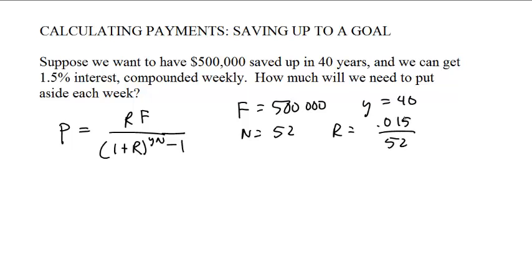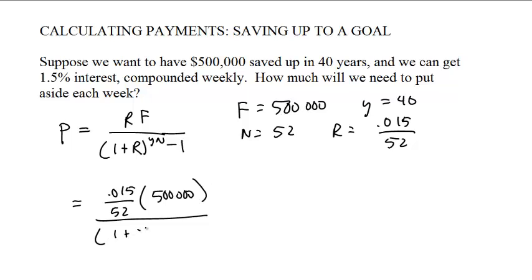We don't get 1.5% every week. We get 1/52nd of that. We share that over the number of weeks over the whole year. Anyway, we plug it right in. So it's going to be 0.015 over 52 times positive 500,000 divided by 1 plus 0.015 over 52 to the 40 times 52 minus 1.